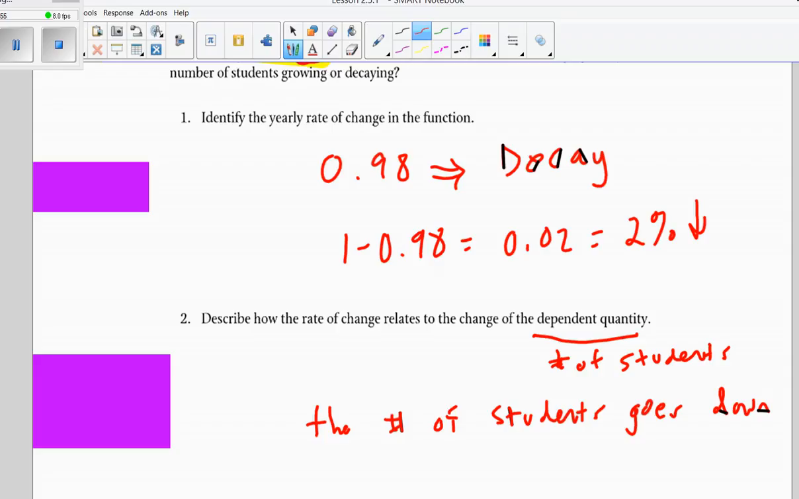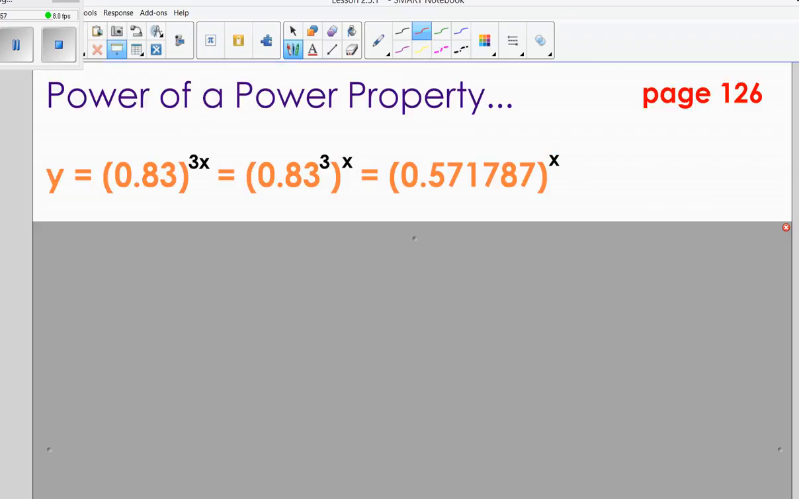So, all right, good. Now go to page 126, where we were taking notes before, and I want you to write this down because this is the new stuff. This is called the power of a power property. Whenever we are doing exponent problems, you have to make sure that your exponent is always raised to 1x. Now, in this first problem, we have y equals 0.83 raised to 3x.